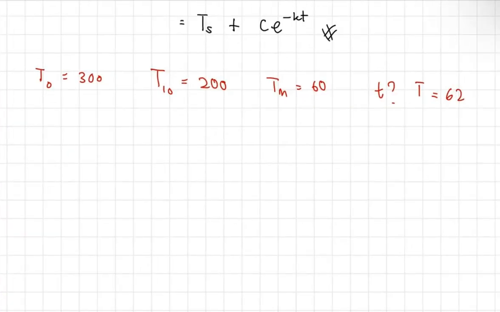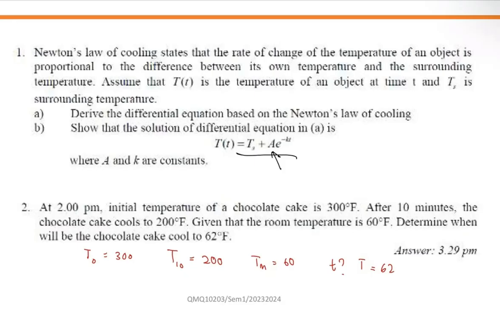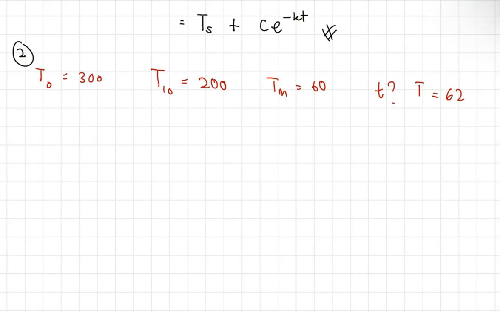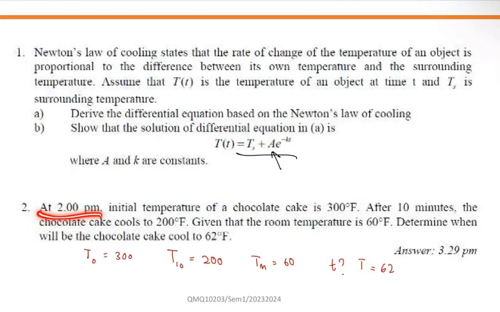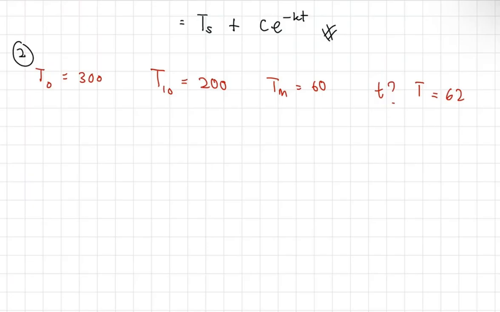This is question number 2. Also, we know that the initial temperature is 300 degrees. At initial 300 degrees, this is when the clock is 2 p.m. Here at 2 p.m., initial temperature is 300. Let's jot this down because we need to determine the time.